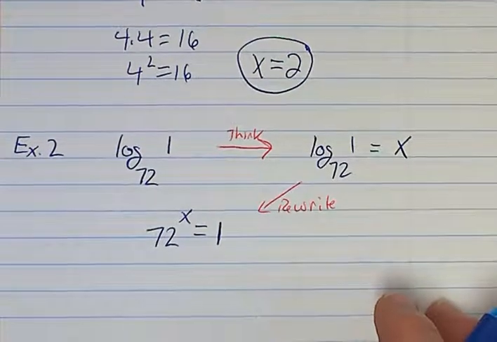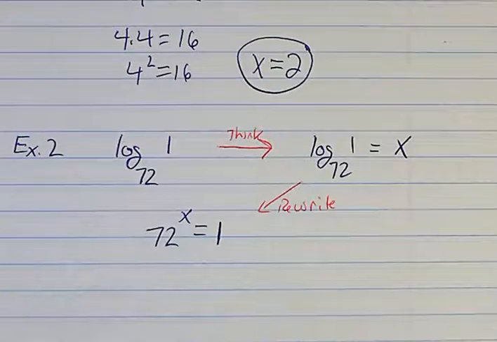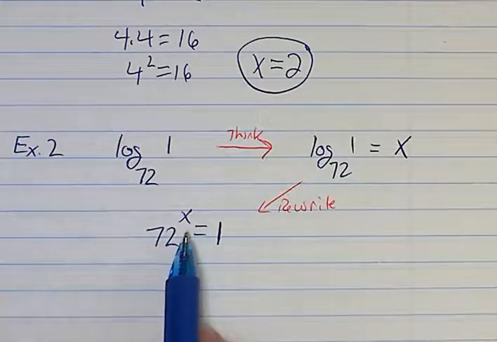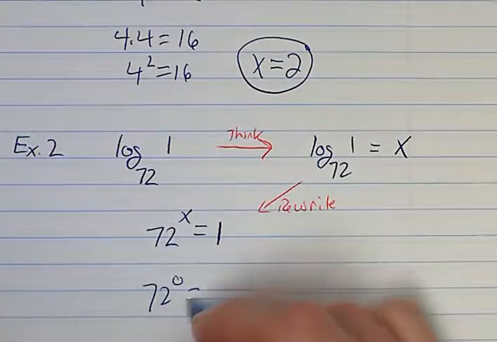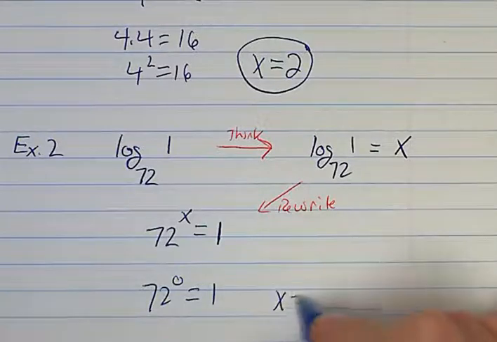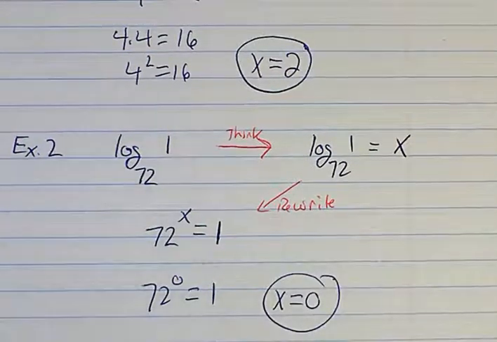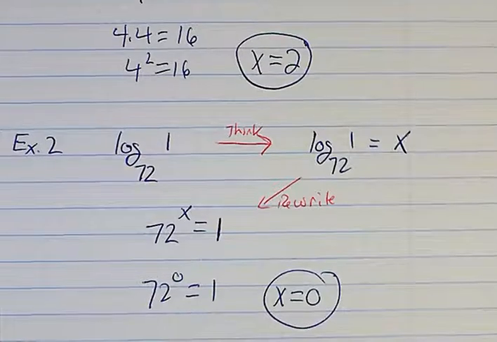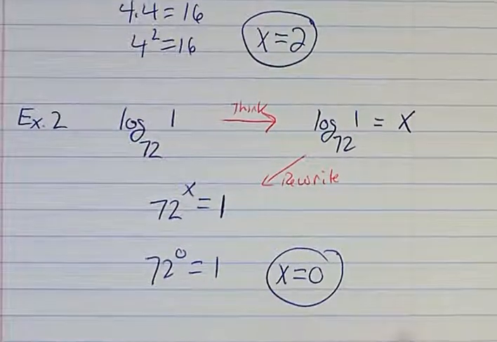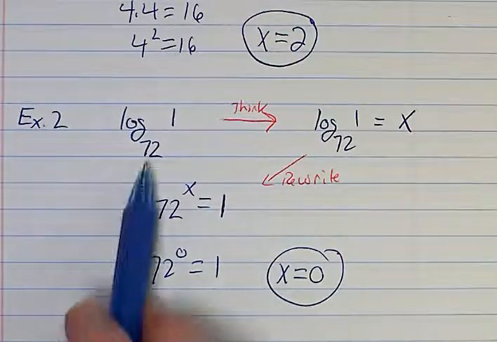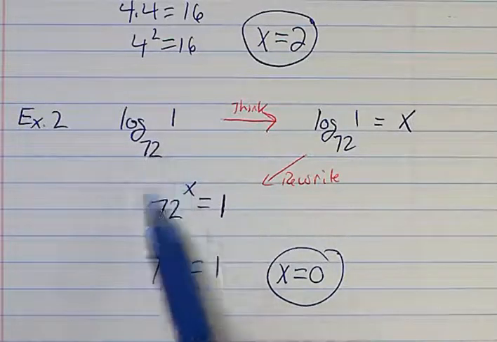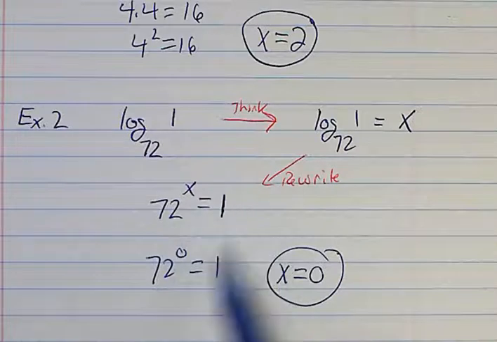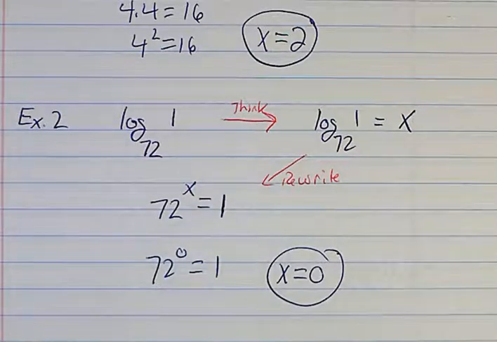Okay, and this was where you got to flash back to last week. For an answer to be equal to 1, what does that exponent have to be for any number? 0, right? So 72 to the 0 power, any number to the 0 power is 1, so in that case your x is 0. You know, and again, that base could have been anything. That could have been 1,720. Doesn't matter what it is. If the answer equals 1, then that means it's got to be to the 0 power every single time.